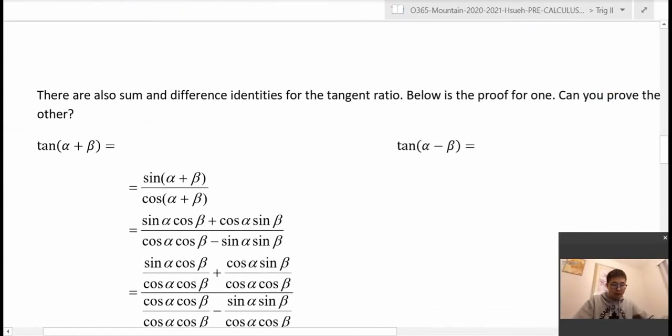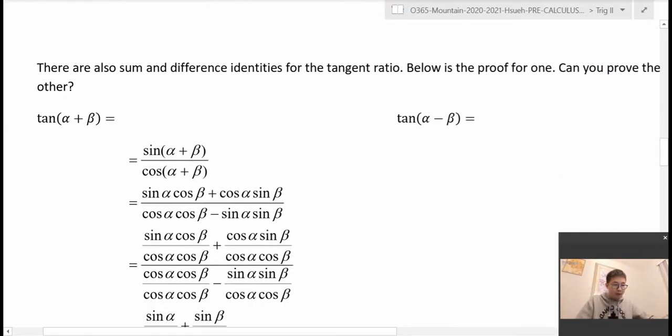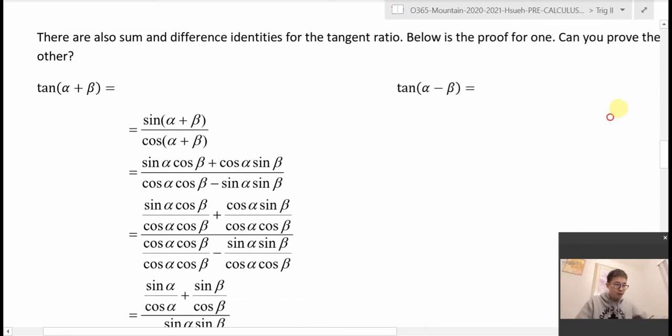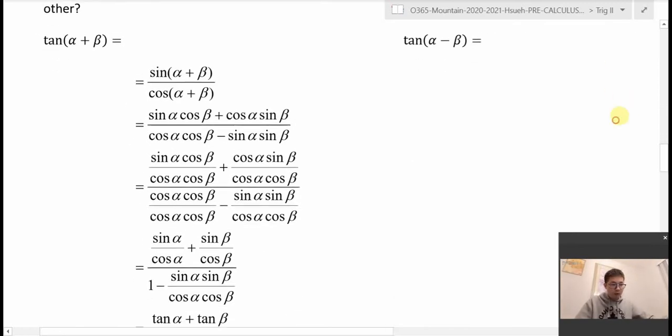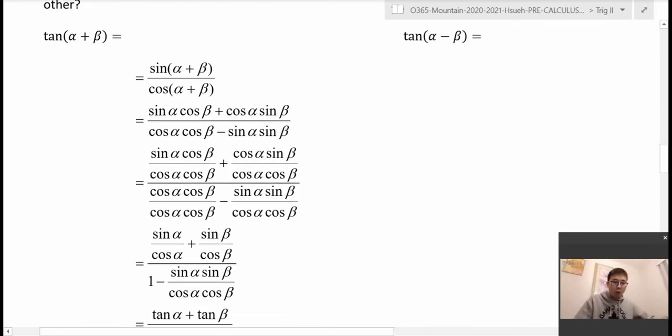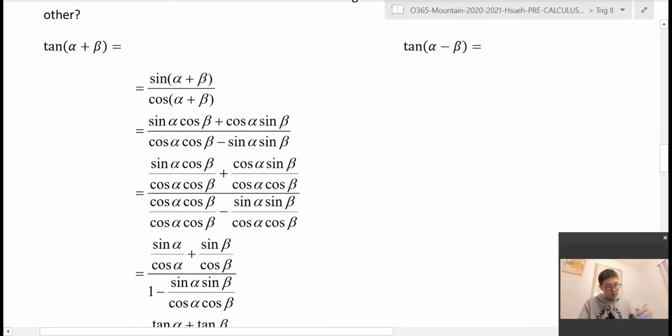We also have, as I mentioned earlier, the tangent of alpha plus beta and tangent of alpha minus beta. Okay, so sum and difference of tangents. So they are actually proved similarly. Okay, so I'll let you try it. Just follow along with the proof on the left and see if you can figure it out. Okay, so good luck.